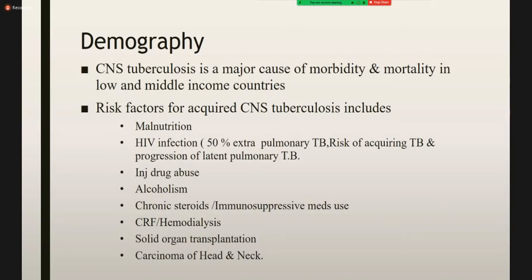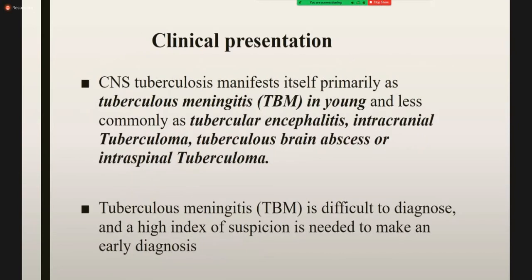Solid organ transplantation is also one of the risk factors for acquiring CNS tuberculosis, as is carcinoma of the head and neck. So how does it present? What are the clinical presentations?